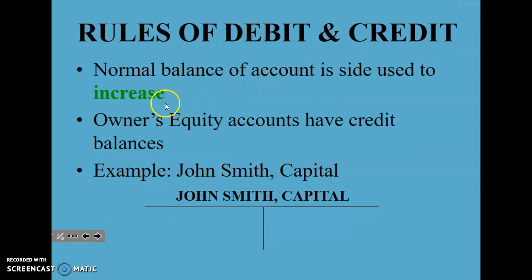For owner's equity, the normal balance is a credit. So owner's equity accounts have credit balances. So to increase a capital account, you would credit it or enter it on the right side. This is the increase side. Debits would decrease it. And that's for all equity accounts.